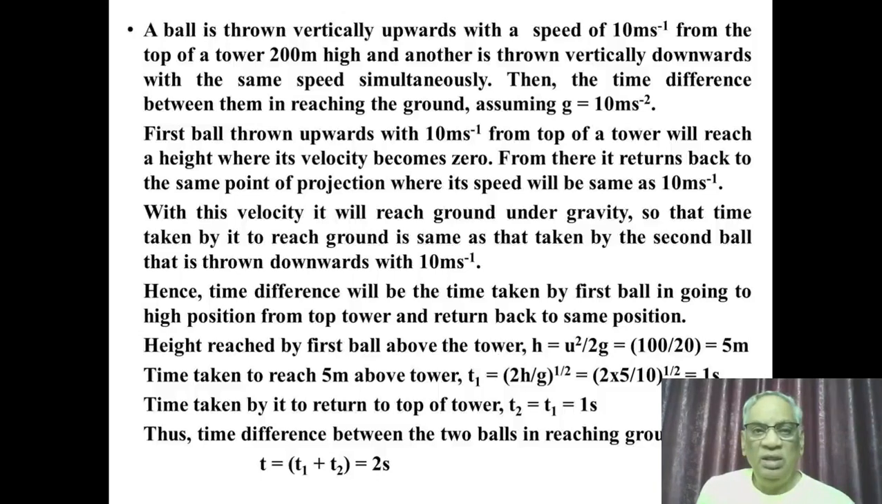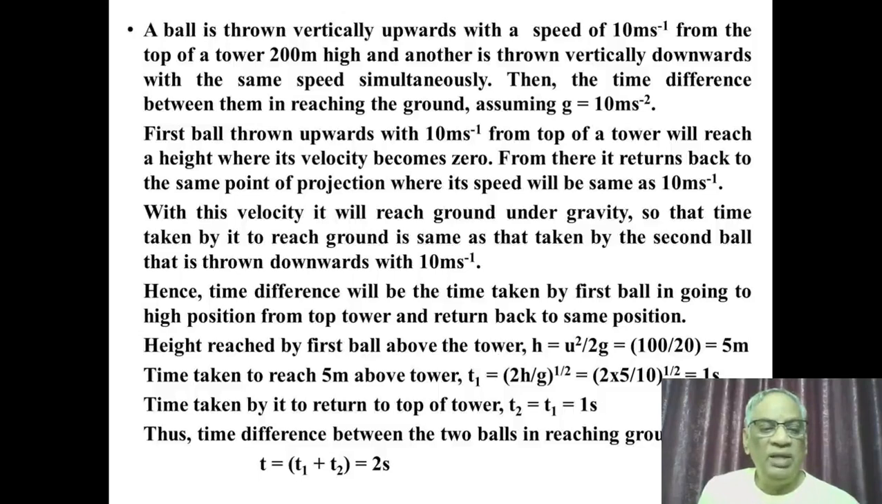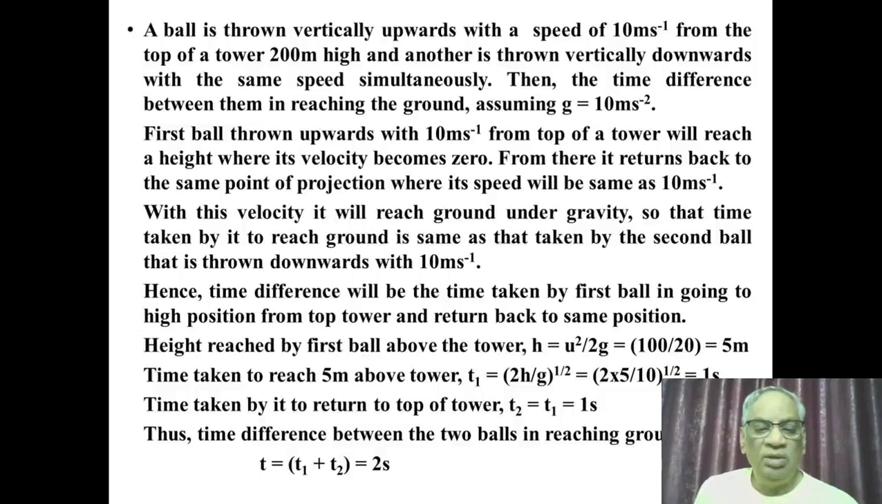The only difference is that the first ball went to some height and then returned back. So if you calculate that time, that will be the time difference. Same question: the height reached by the first ball above the tower, considering the freely falling condition, is h equals u squared by 2g, that is 100 by 20, equal to 5 meters. And the time taken to reach this 5 meters above the tower is the square root of 2h by g. So you will get 1 second.